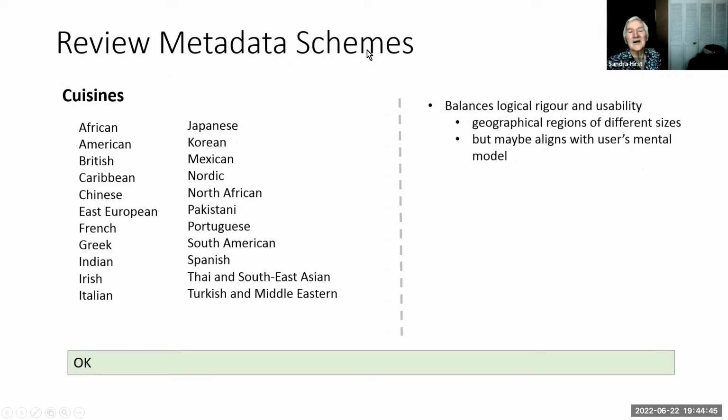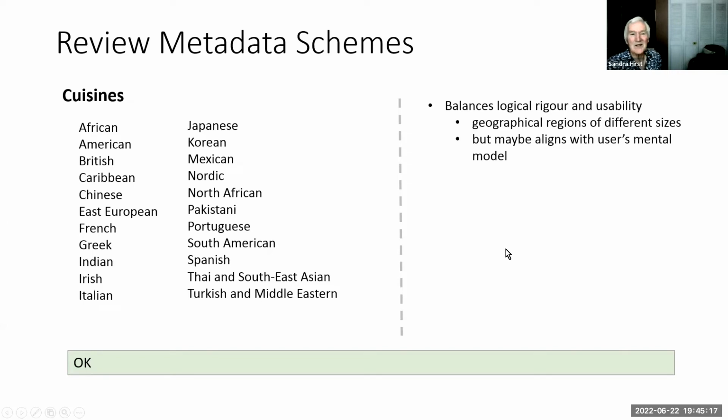Finally, let's review metadata schemes, because we said we were going to review everything. One of them is pretty good. It's Cuisines. Here's the list of Cuisines. There's a mixture of logical rigor and usability. Some of the geographical regions are different sizes. So we have Ireland and North Africa. We have Italy, we have East European. But it's pretty good. It aligns with the user's mental model.